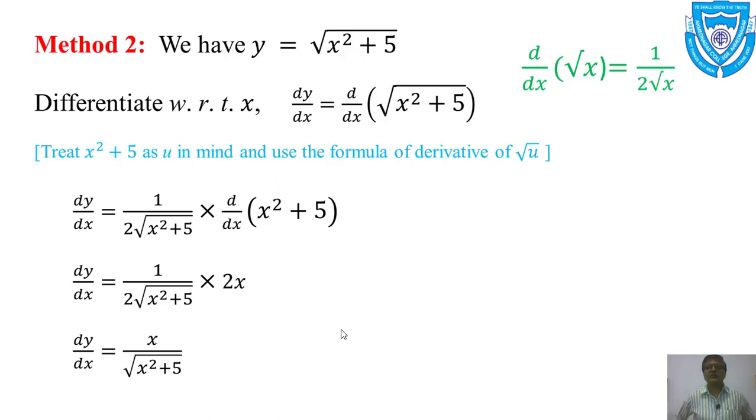So this second method is simple as compared to the first. In the first method we have to write what is u, and du by dx. Here we do the same thing but without writing it.